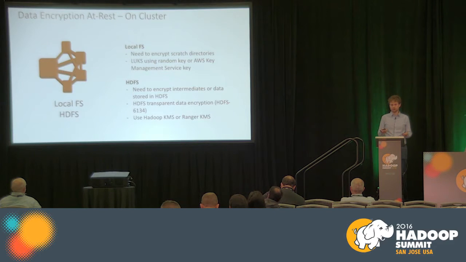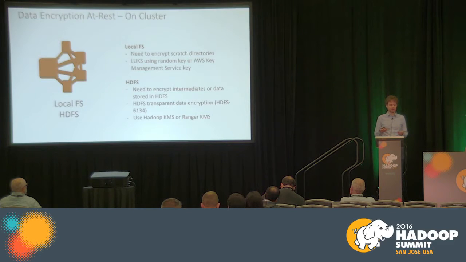In your local file system, executors are spilling to temp directories and local mappers are spilling to temp directories. Tez has spills as well. So you need to basically encrypt all of that. From a local file system, if you're running Linux, you can use LUKS. In the case of EMR, you could use bootstraps or other things to provision those. You can also use encrypted EBS volumes if you're using EBS.